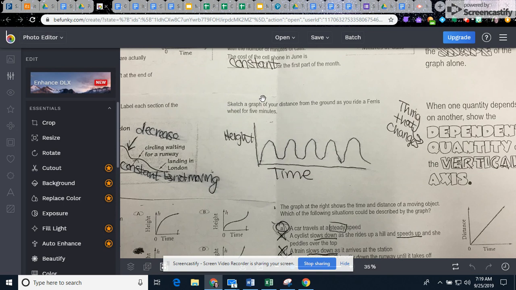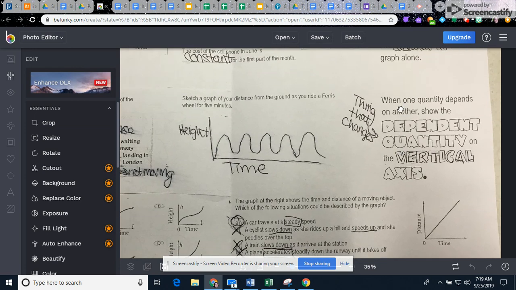You're going in a circle. So if this is the ground, you're going up and then you're coming back down. And then you're going to go up and then you're going to come back down. And so your height is going to look like a graph like this. Your height goes up and it comes back down, goes up and comes back down, goes up and comes back down. And so that's what that will look like.